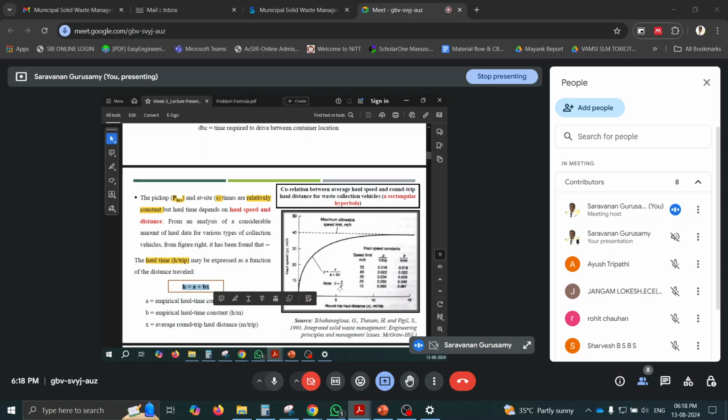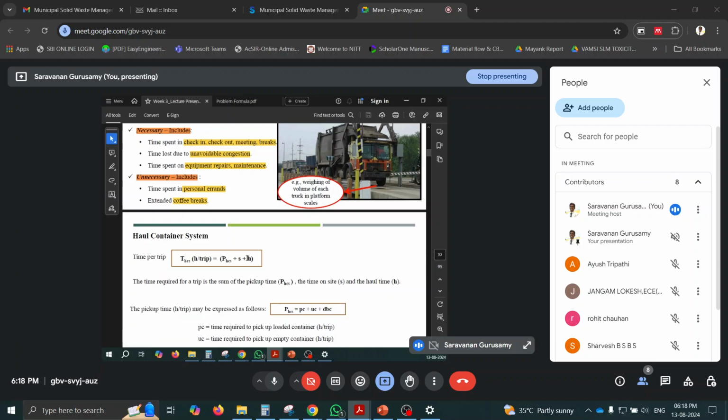So if you substitute this in terms of x, then you will get h equal to a plus bx. So if you know the distance, you can easily find out the halt time, that is the h. So you can replace this h. That's what the halt time. So halt time will be based on how much speed we are traveling, how much distance we are going, and two constants, a and b.